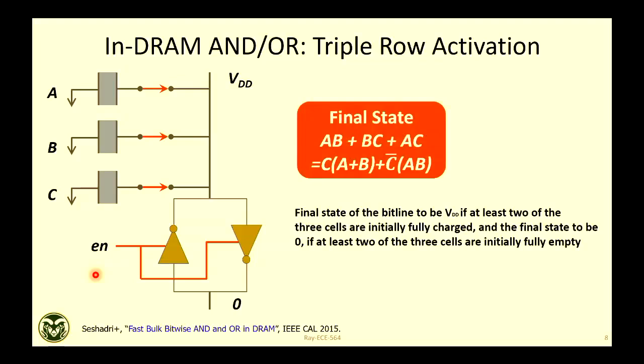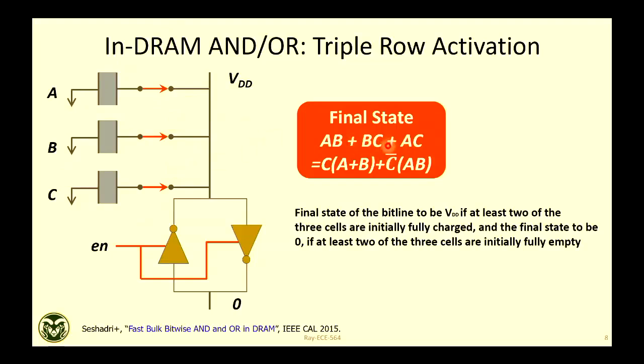If all three are 1, yes, output is 1. If any two are 1, output is 1. If only one of them is 1, output is 0. Right? Which you can write. So this is the final state, AB plus BC plus AC. This is the logic that we talked about. If there is a doubt, let me know. But this is a majority function.